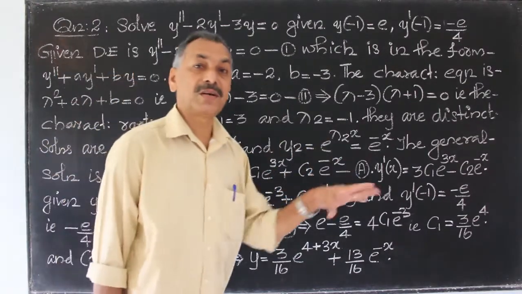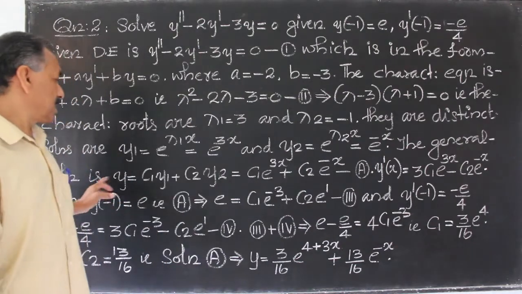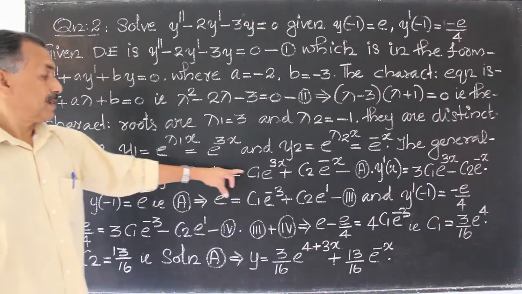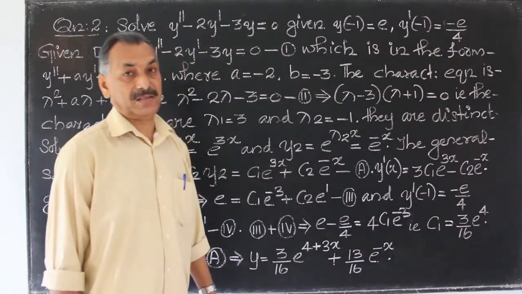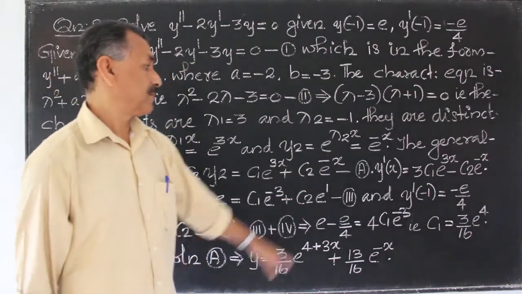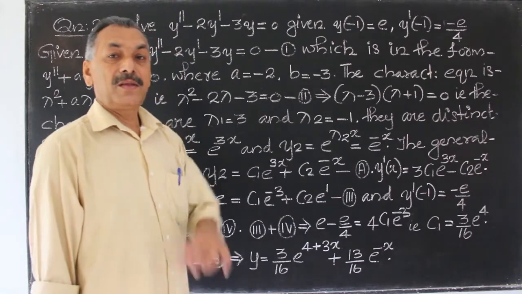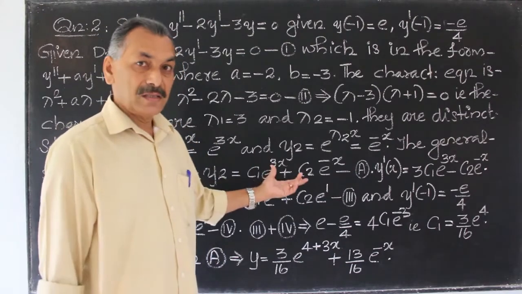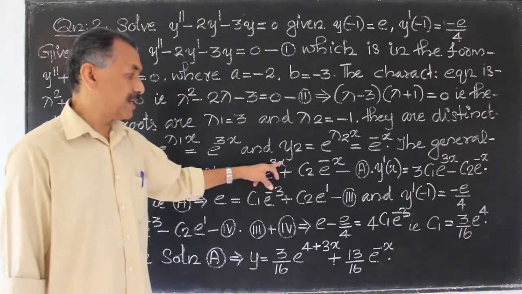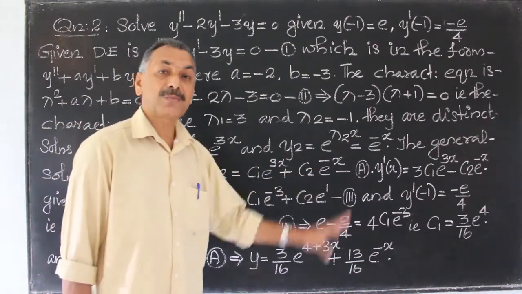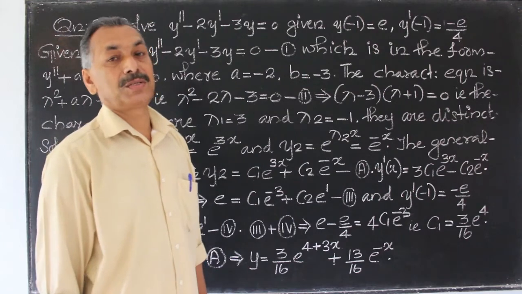The general solution is c1 y1 + c2 y2. That is c1 e^(3x) + c2 e^(-x) is the general solution. That is the result here. Then what is y? y is a function of x, y = y(x) = c1 e^(3x) + c2 e^(-x), the general solution.